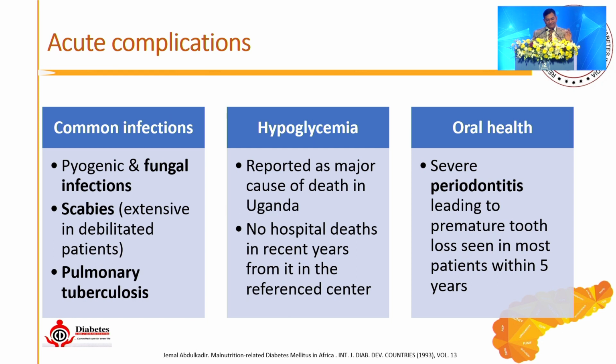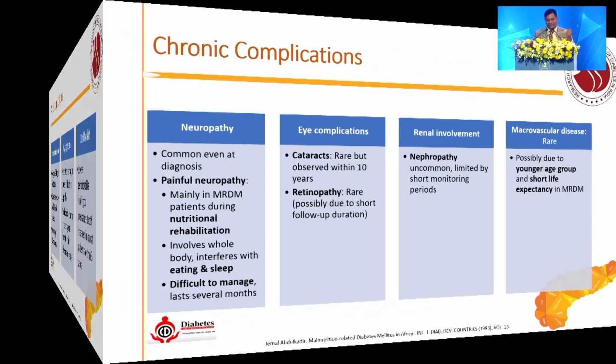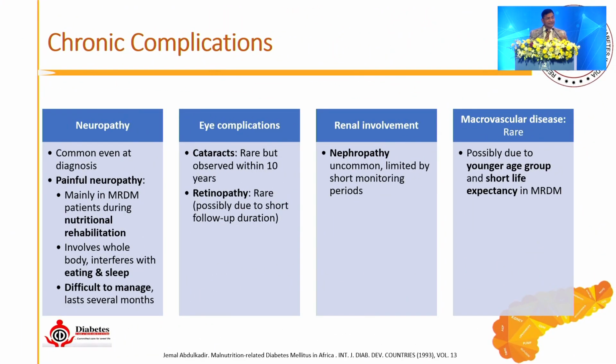So they have infections like fungal infections, scabies, pulmonary tuberculosis are common. Hypoglycemia is reported as a major cause of death in Uganda. No hospital deaths in recent years. Severe periodontitis has also been seen. Chronic complications: yes, they are more prone to microangiopathy. This has been shown by multiple studies.